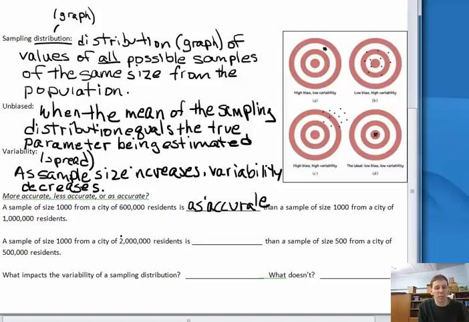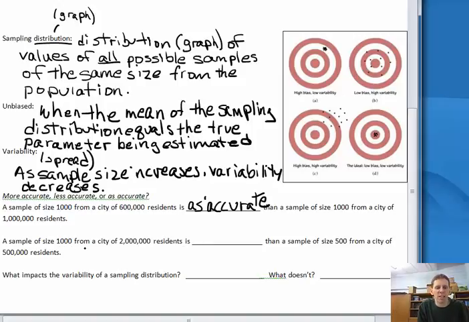Both samples have the same size. In statistics, if you're taking samples of the same size, they are as accurate as each other as possible. So it is not related to population. If you take a sample that's large enough, you're going to notice that a sample size of 1,000 from a city of 600,000 versus 1,000,000 versus 10 million, all those samples are equally accurate in describing the population.